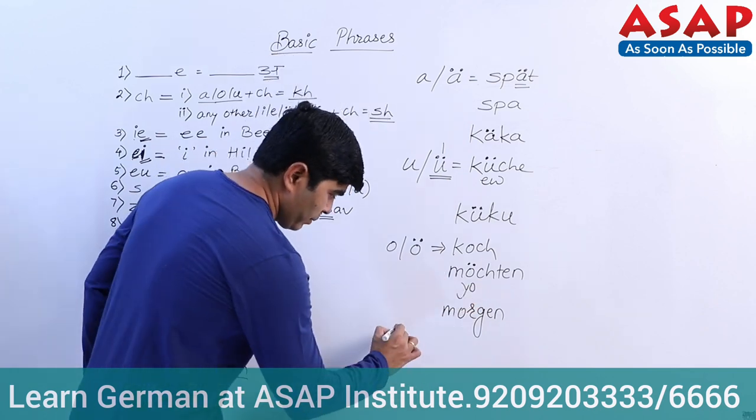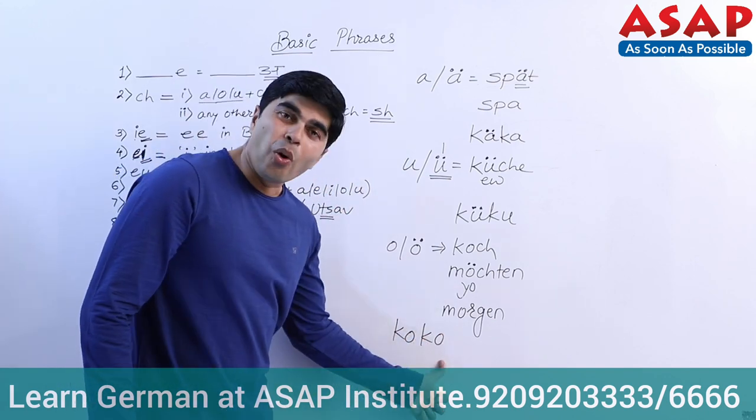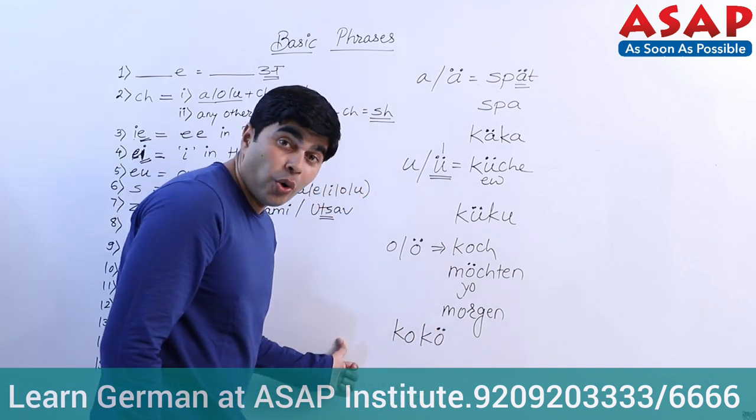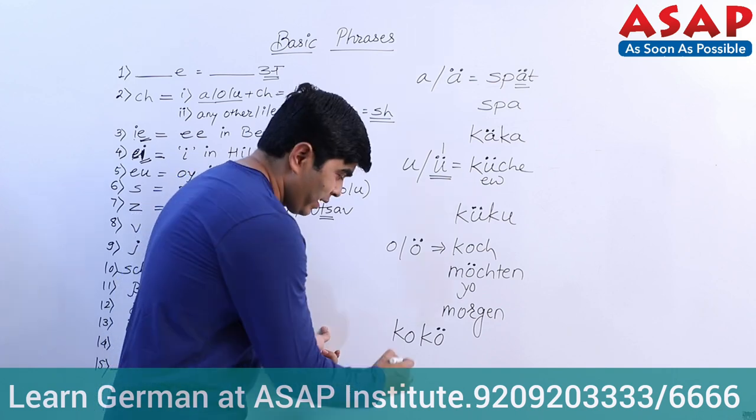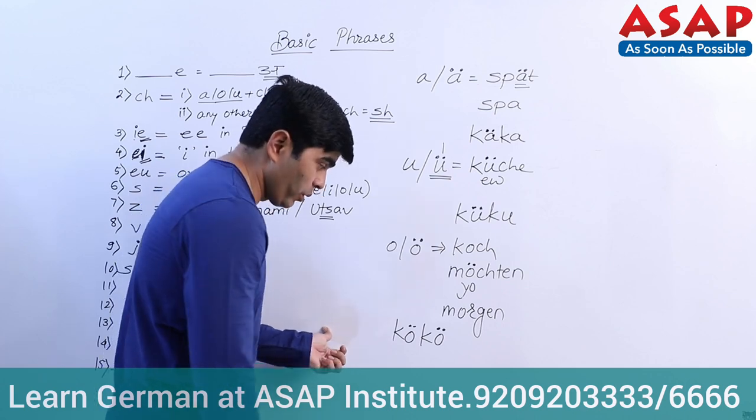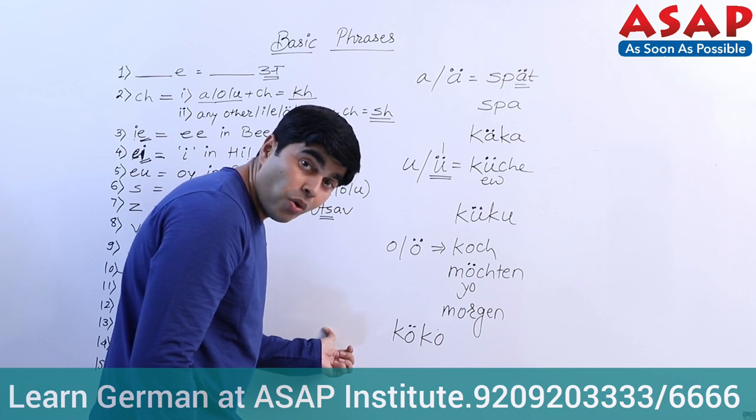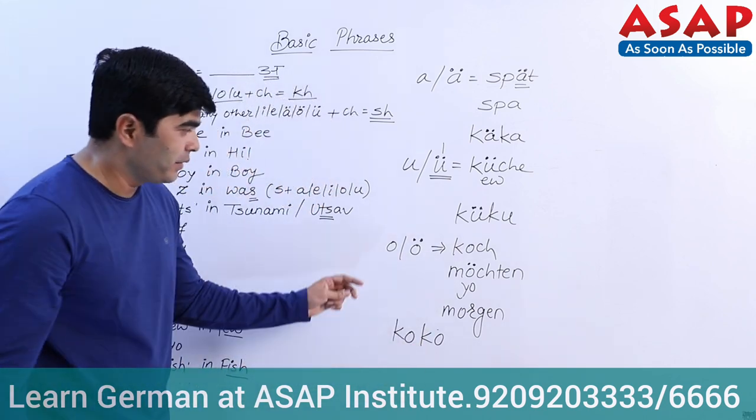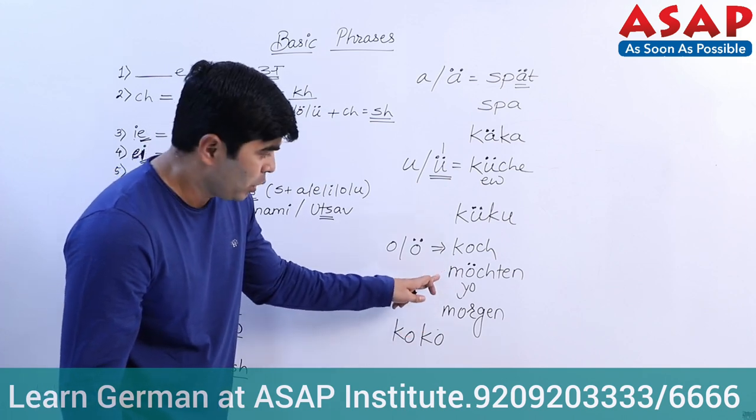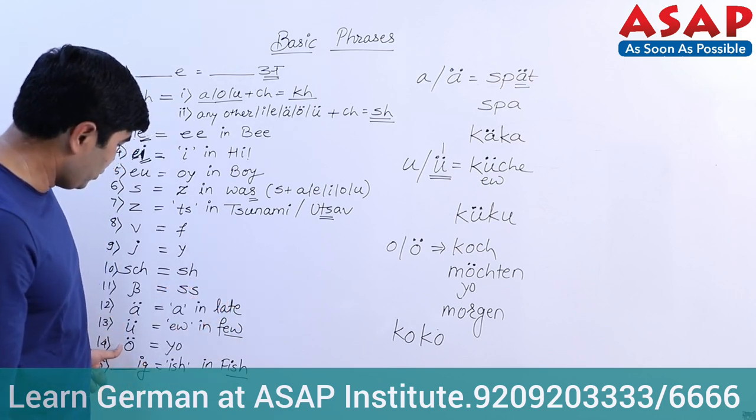So let's take this example here. Ko, ko, and then ko, kö. And this becomes kö, kö, the O sound. And this one kö, ko, kö, ko. Okay, so this is the difference. It is möchten and Morgen. Okay, so this is the difference in how you pronounce A, O, and U with umlaut.